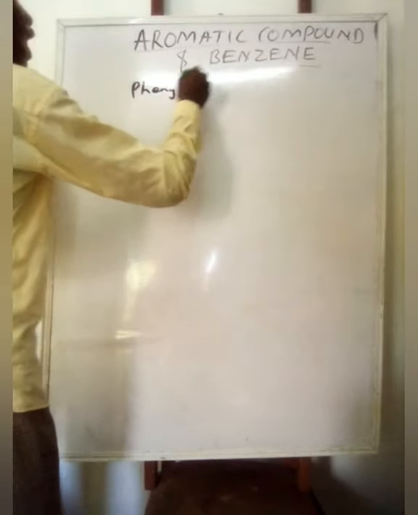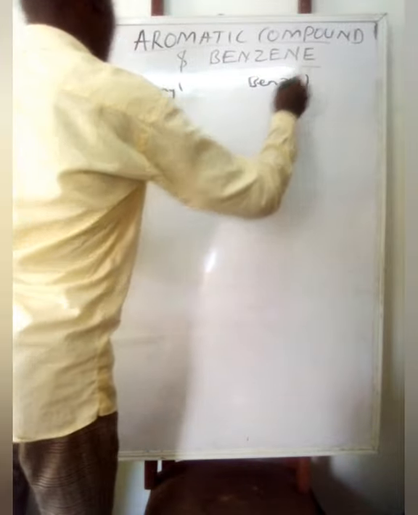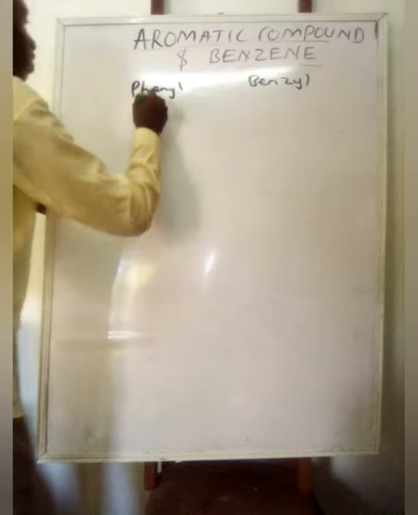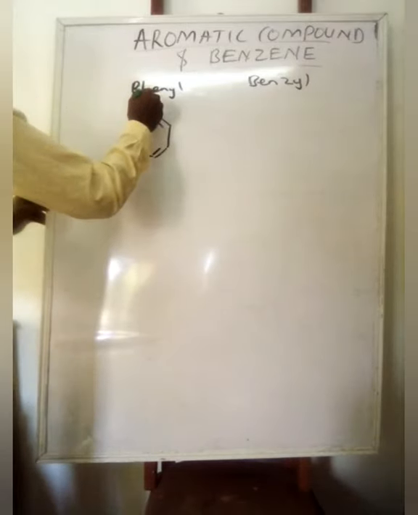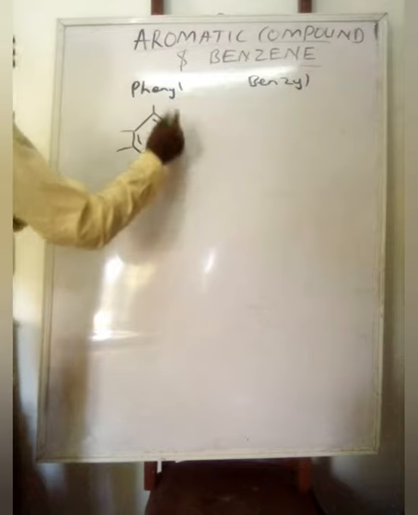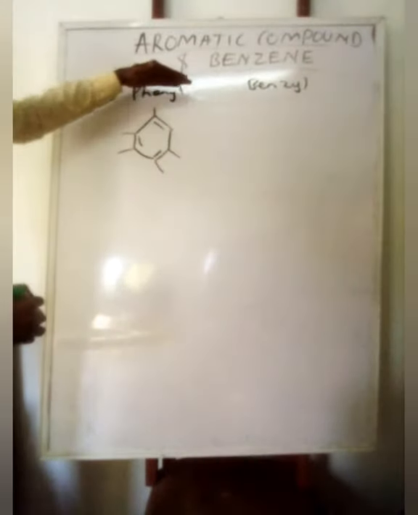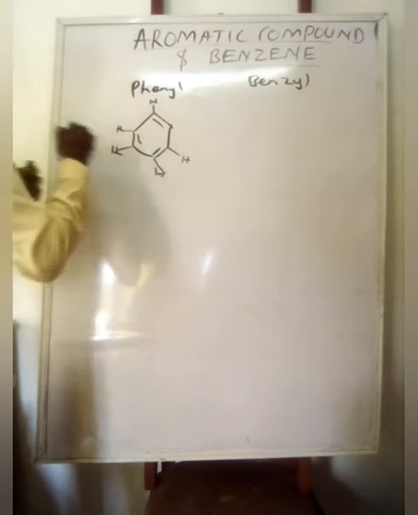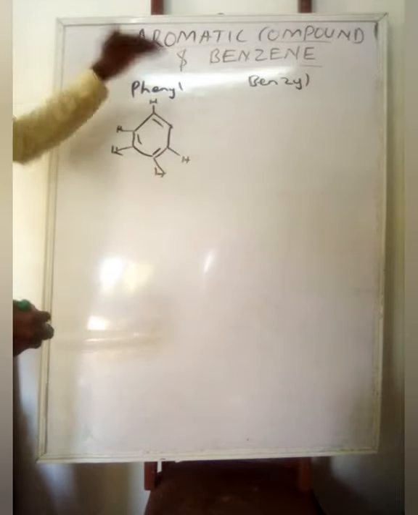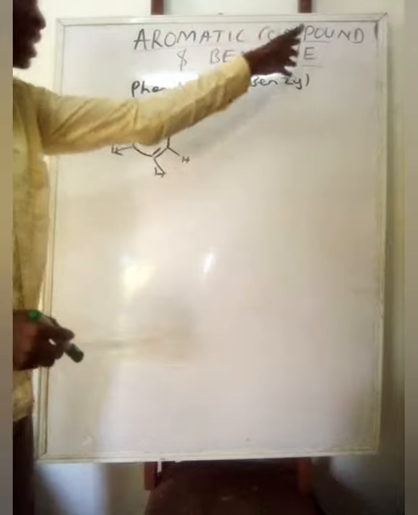Now let's talk about the reaction of benzene. But before that, I want to clarify some things. We have what we call phenyl and benzyl. These two are totally different. Now the structure of phenyl is this. Are you with me? Benzene has one hydrogen here, but this one has lost one hydrogen. That is called phenyl. There's hydrogen here, but it has lost one hydrogen. This compound is called phenyl. But for benzene, this is benzene.